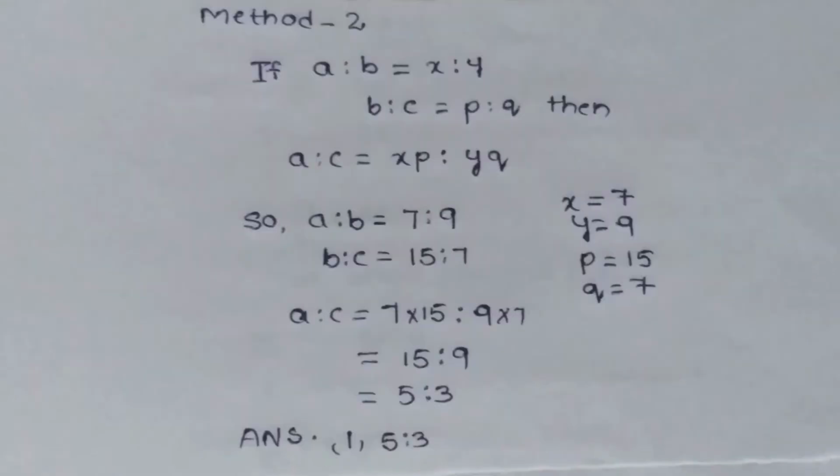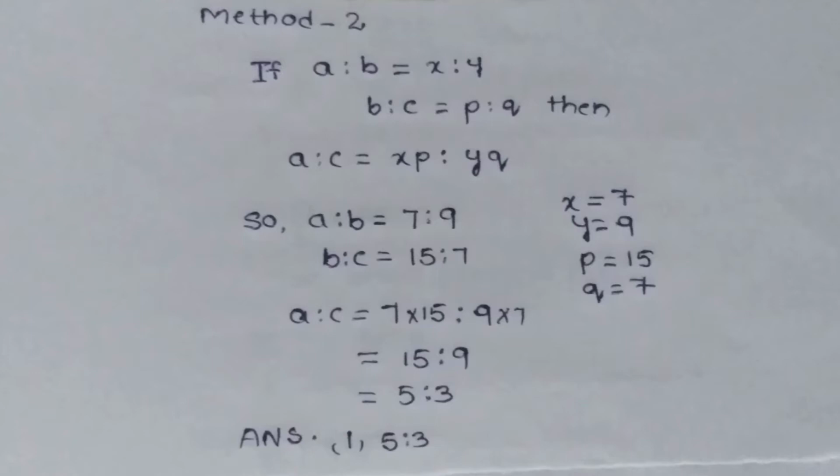Now in method 2, the ratio of A is to C can be found with the help of a formula, which is: if A is to B is equal to X is to Y and B is to C is equal to P is to Q, then A is to C can be obtained by XP is to YQ. That is, we have to multiply X with P, and Y with Q. So let's see how it can be done.